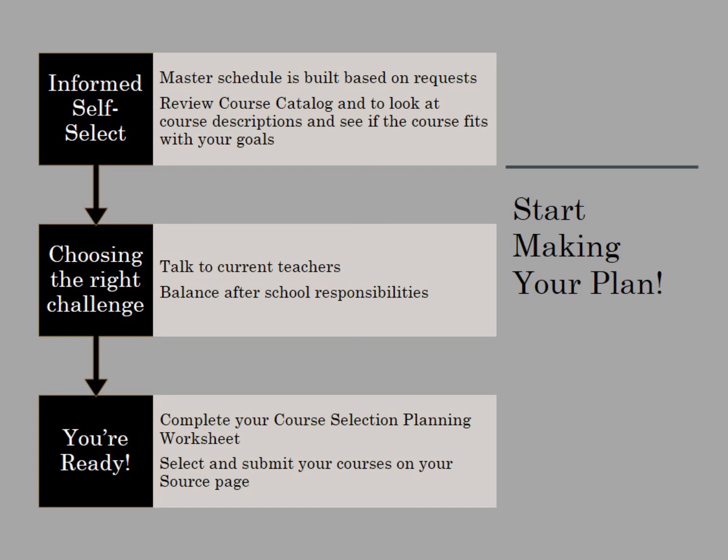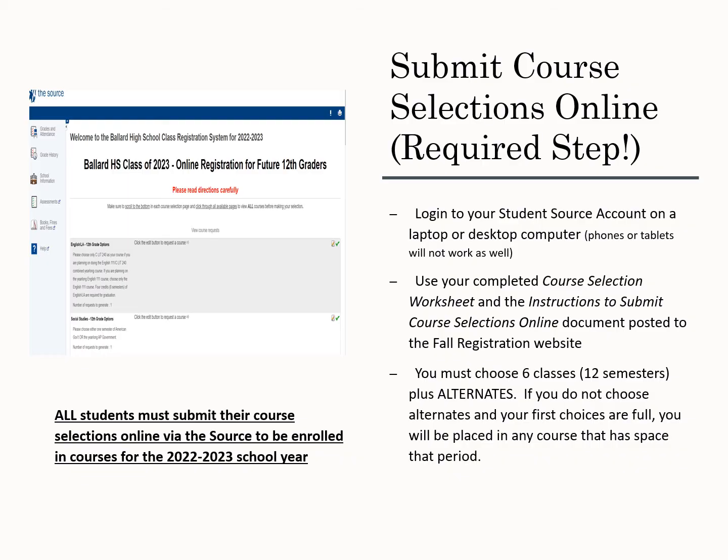And then once you've done that, carefully go ahead and log into your source page and think about choosing your selections online. So you've completed your grad checklist, you've reviewed the course catalog, you've reviewed your transcript, you've talked to your teachers, you've really thought about what kind of balance you want for next year, and it's time to submit your course selections online. This slide talks a little bit about the information that you'll need in order to do that. We have a detailed set of directions posted to our course registration website.